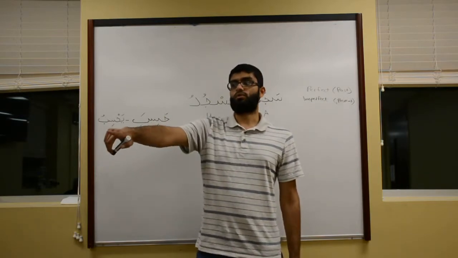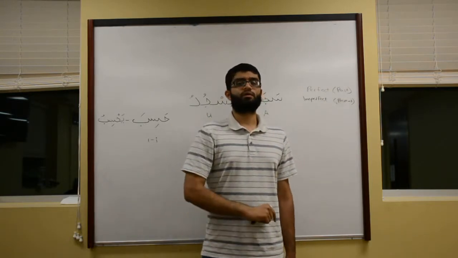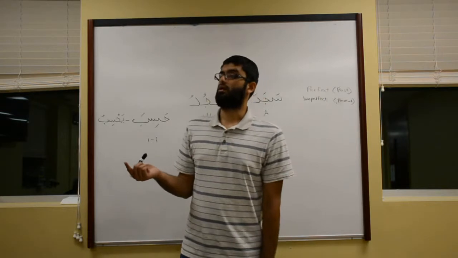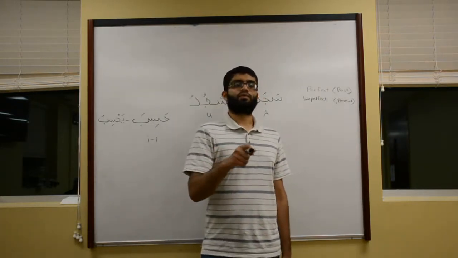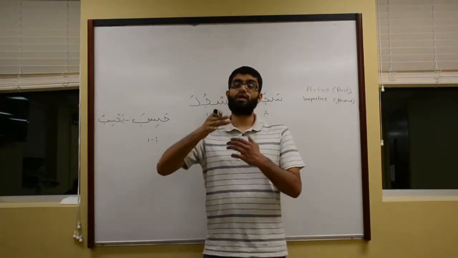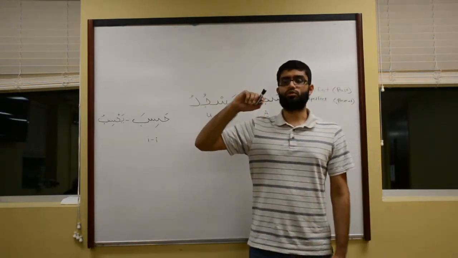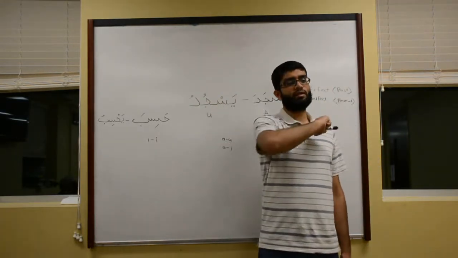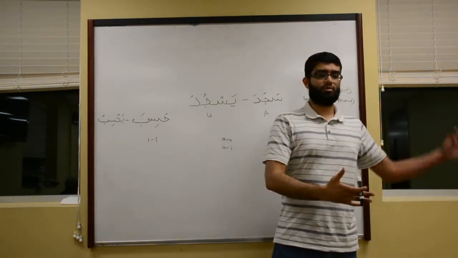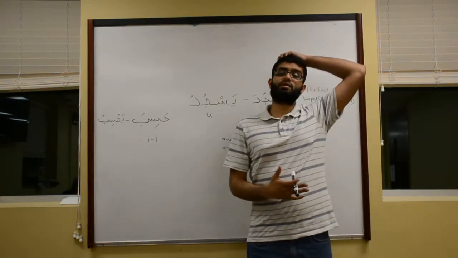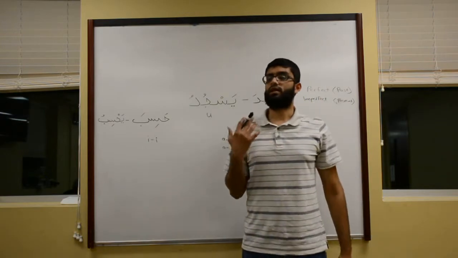And when you get to hiya, what do you have? Taktubu. Hiya is taktubu. What's huma? Taktubani. And when you get to hunna, yaktubna. For hunna, you switch to the ya. Let's do the first 6 again. Yaktubu. Yaktubani. Yaktubuna. Hiya taktubu. Huma taktubani. Hunna yaktubna.